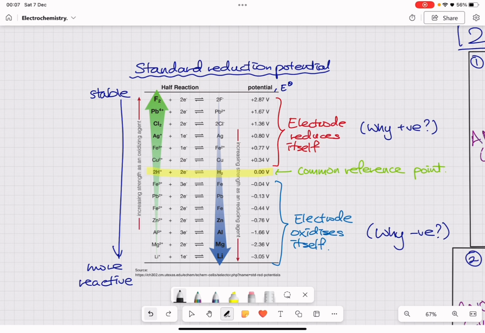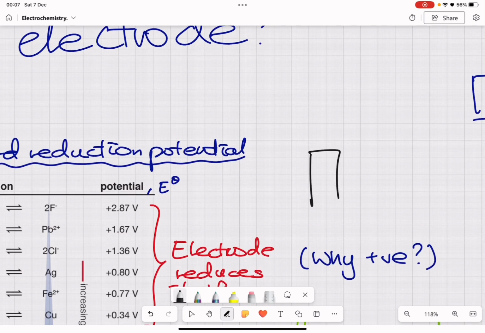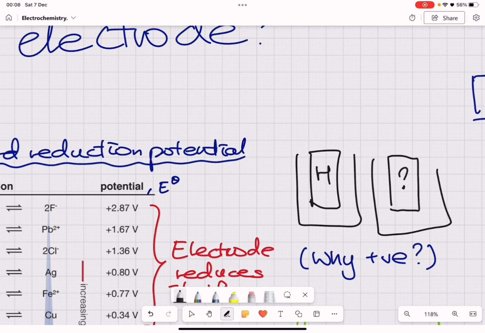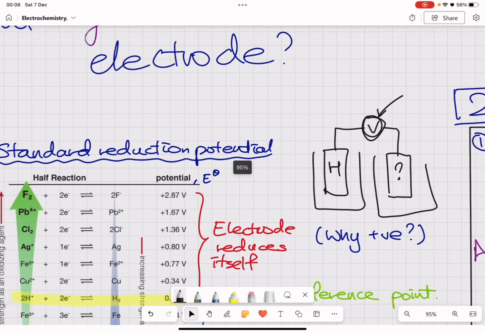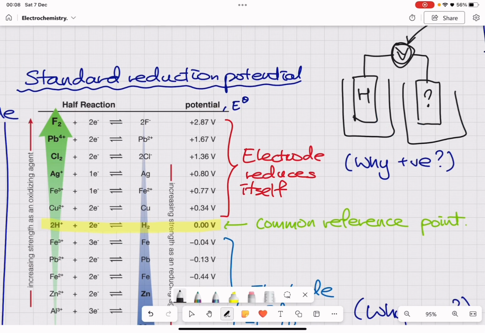So they will do this kind of experiment where they connect one standard hydrogen electrode, actually I should draw an H here, with another electrode that they want to test, and they will connect them together in what we call a galvanic cell. And here is our voltmeter. So from this voltmeter reading, we can see the value, whether it's positive or negative. And hence this is what we record over here.